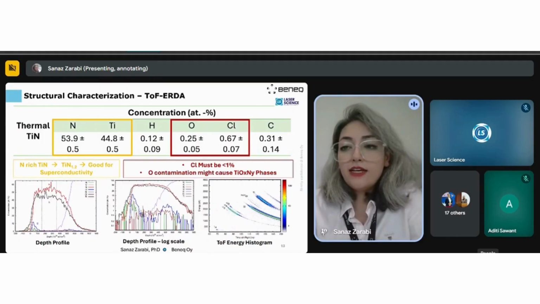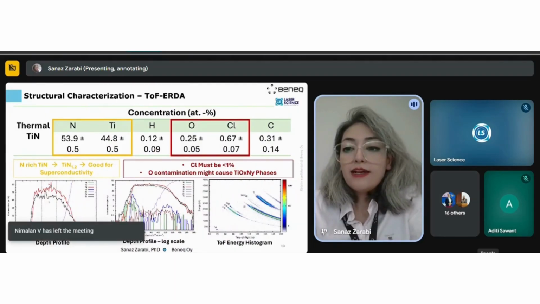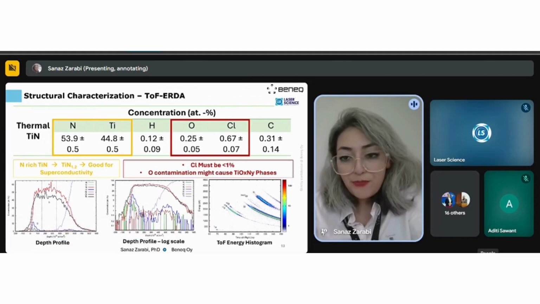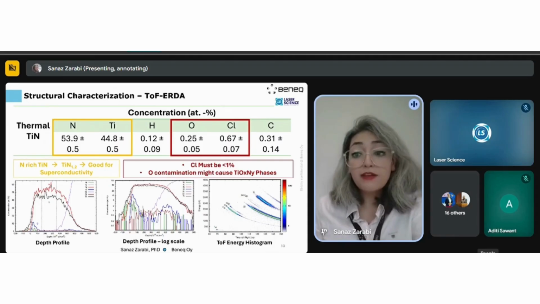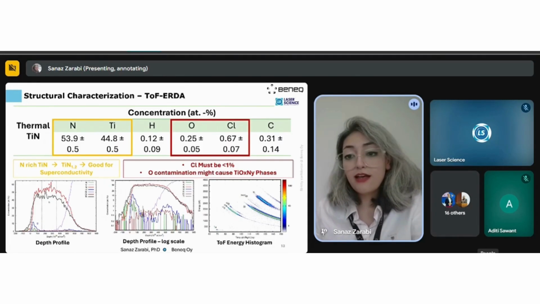To quantify the impurity content in our tin nitride films, we perform time-of-flight elastic recoil detection analysis, known as ToF-ERDA. This technique also allowed us to evaluate the stoichiometry of the films, which showed a nitrogen-rich tin nitride composition.